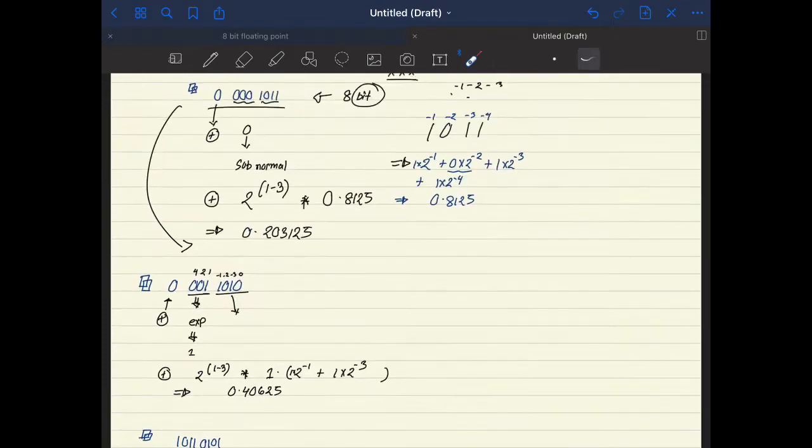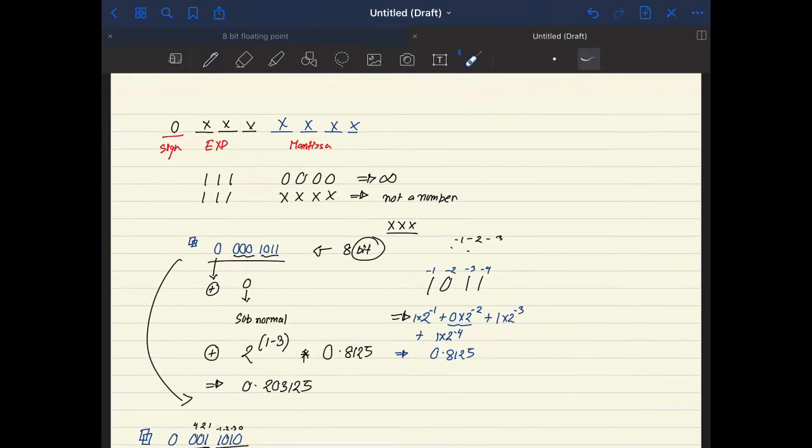So hope you guys did understand this long video and all the basic concepts of 8-bit representation and how we convert any fractional number into a binary representation and vice versa.